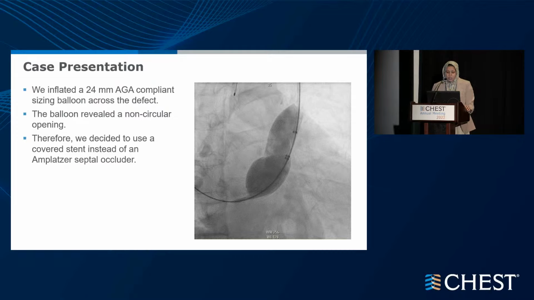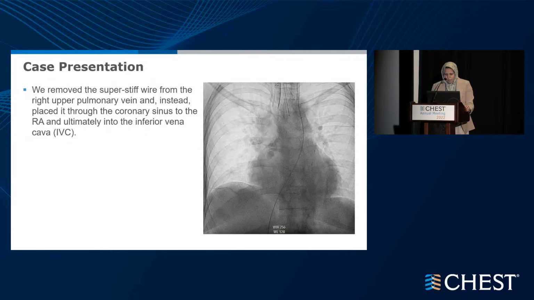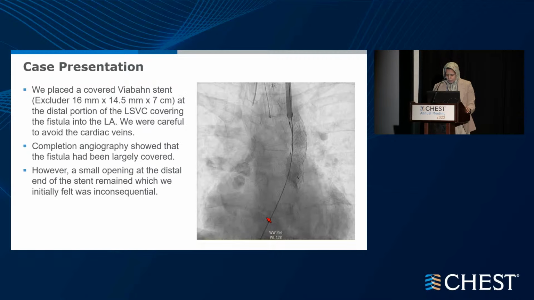The defect was not circular, so we could not use an Amplatzer septal occluder, which we usually use. That's why we ended up using a covered stent to fill the defect. We again exchanged our wire. This time, we used the wire to go into the coronary sinus, into the right atrium, and into the IVC over here. Then we were able to cover the defect with a covered stent. Completion angiography showed that the defect was mostly covered. However, there was a small opening at the distal end, and we thought initially that it was inconsequential.